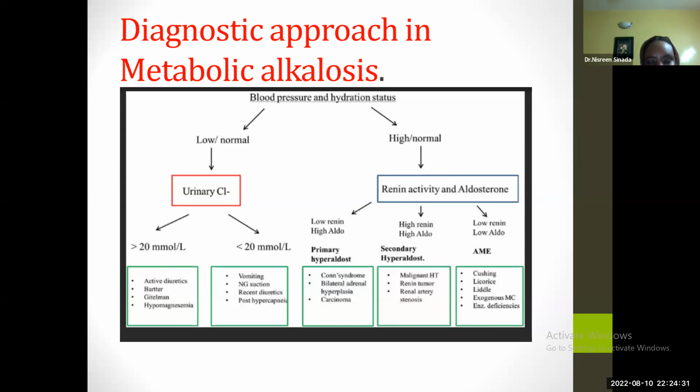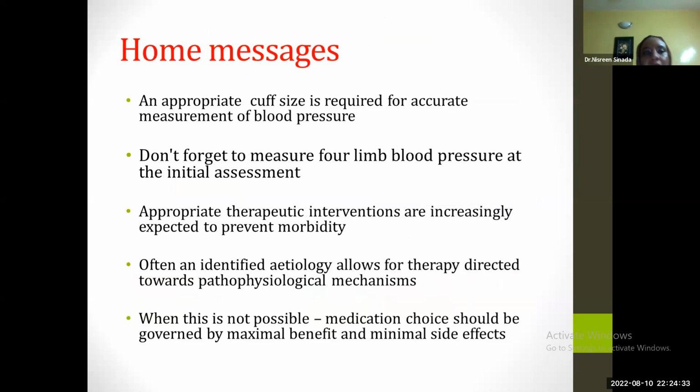So we reach the end of our cases. Take-home messages from this lecture: an appropriate cuff size is required for appropriate measurement of the blood pressure. Don't forget to measure forelimb blood pressure at the initial assessment. Appropriate therapeutic interventions are increasingly expected to prevent morbidity, and often identifying the etiology allows for therapy directed towards pathophysiological mechanisms.